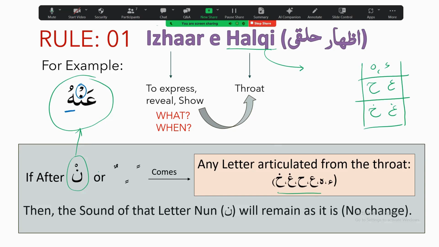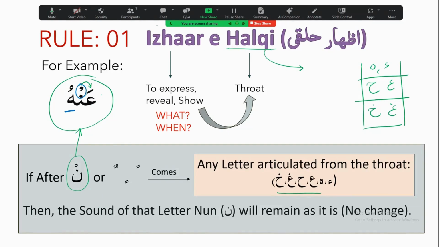So what are we supposed to do with this? The sound of the noon sakin will remain as it is, no change. We have articulated it like "an-hu". So we will just keep it as it is. This is what the rule says. If after noon sakin or tanween comes any letter from these 6 letters of the throat, we will just do nothing. We will just keep this noon sakin as it is. So this is what the first rule says.